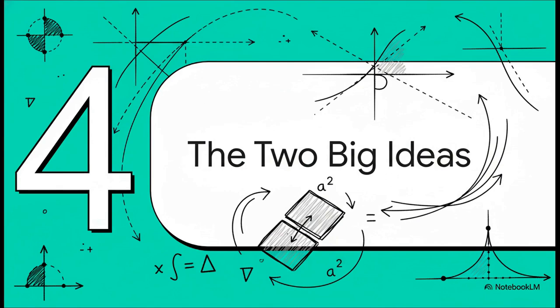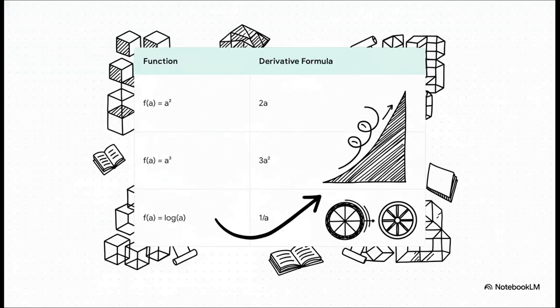This whole process, this whole way of thinking isn't just for a squared. It's a fundamental concept that works for all sorts of different functions. In fact, for most of the common functions you'll ever see, mathematicians have already figured out these shortcuts. For a cubed, the slope formula is 3a squared. For the natural log of a, it's 1 over a. The big takeaway here is you don't have to reinvent the wheel. For most functions, you can just look up the formula.